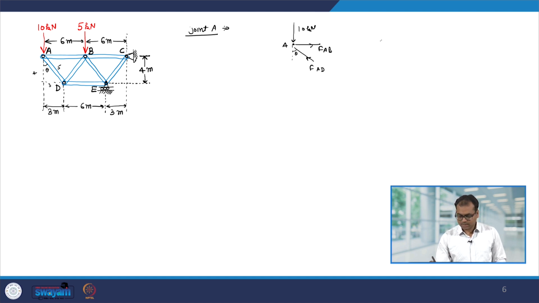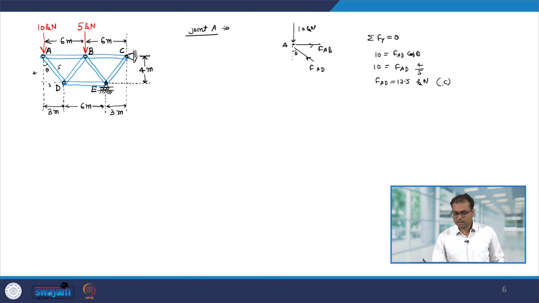So, let us balance the force along the y direction, summation Fy equal to 0. We get 10 equal to FAD cos theta, 10 equal to FAD times 4 divided by 5. This gives you FAD equal to 12.5 kilonewton. And you can see that this force is compressive because it is towards the pin.